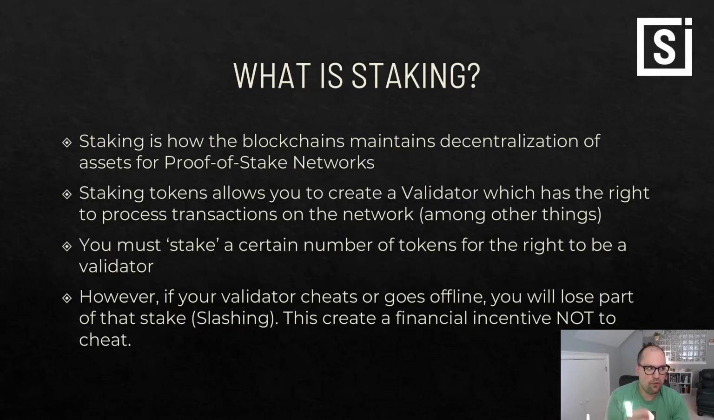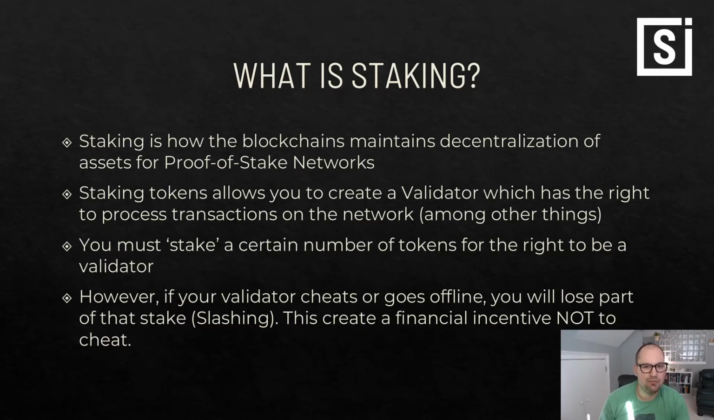Minor infractions might lose like 1%. So instead of having 1,000 tokens, you only have 990 tokens locked in the network. You lose 10. But for really, really bad things, like going offline for more than an hour or something like that, or being found to be cheating, you could lose like 50% of your tokens.